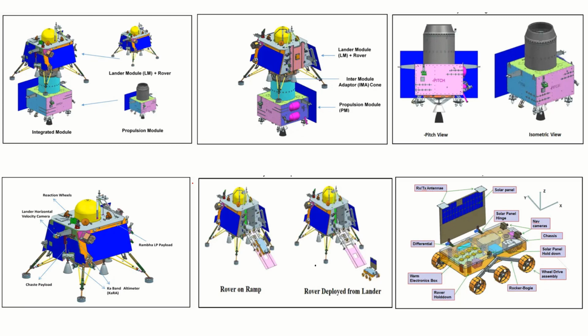So basically this is the module that we have launched. What is here? There is a propulsion module and a lander module. The lander module and propulsion module are connected by the inter-module adapter, okay. And when the lander lands on the moon surface, the rover will come down through the ramp. Okay, got my point.